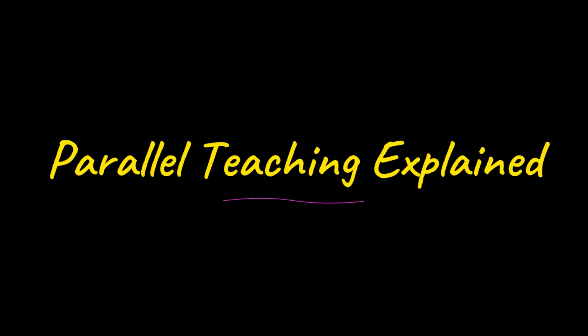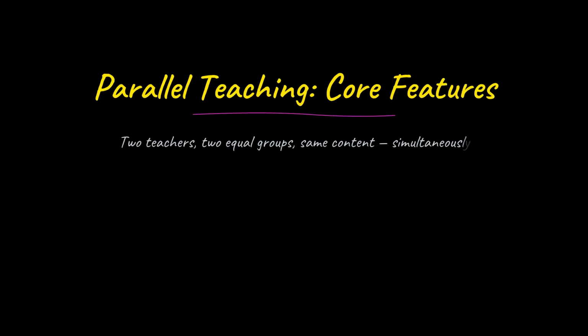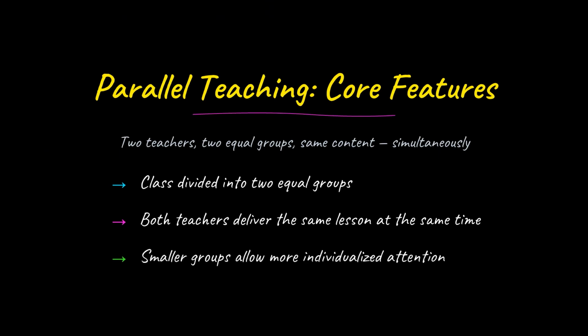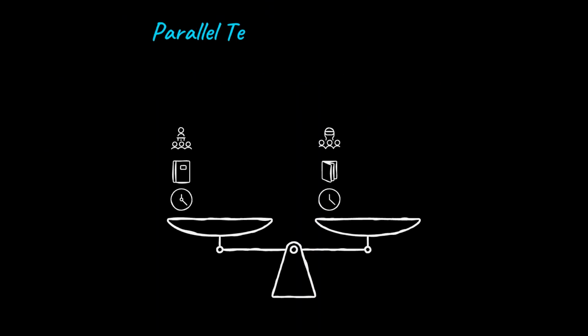Parallel teaching is one of 6 co-teaching models developed by Marilyn Friend. Understanding what makes it distinct from other models is key to applying it correctly on the exam. In parallel teaching, the class splits into 2 roughly equal halves, and each teacher leads one group through the same lesson simultaneously. The power of the model comes from that smaller group size. Fewer students means more chances to participate, faster responses to confusion, and richer engagement overall.